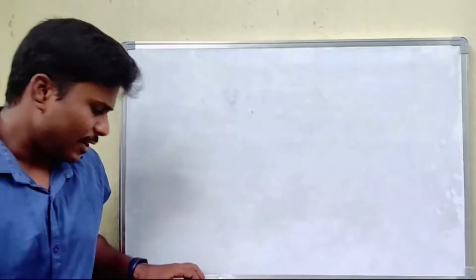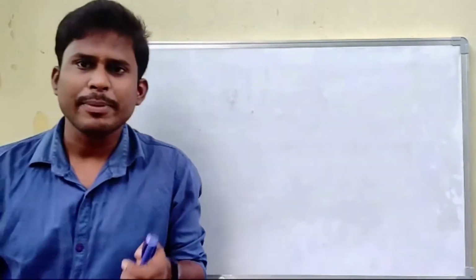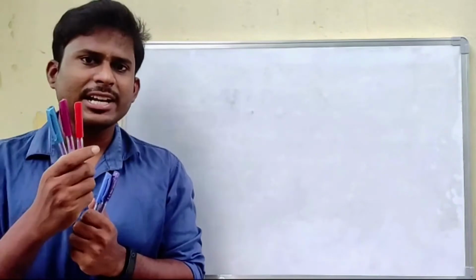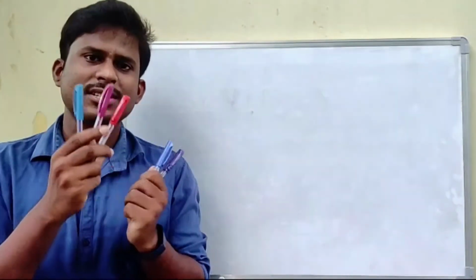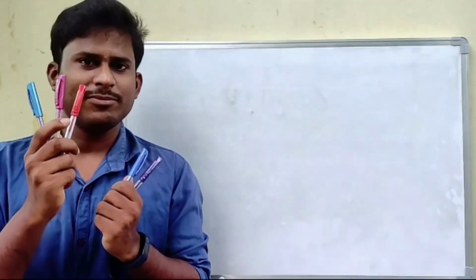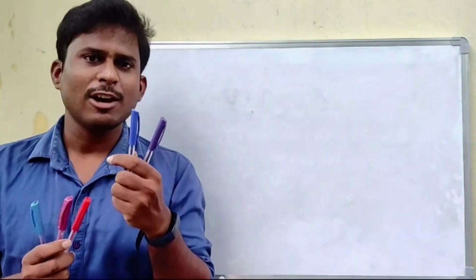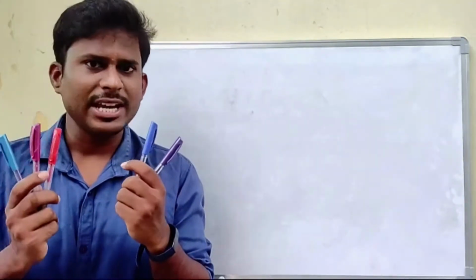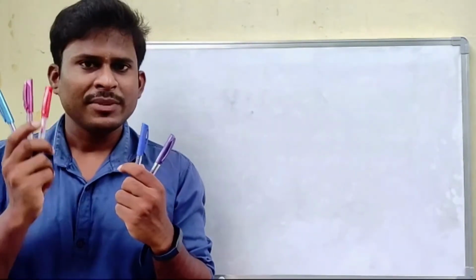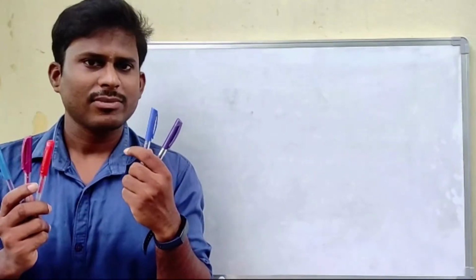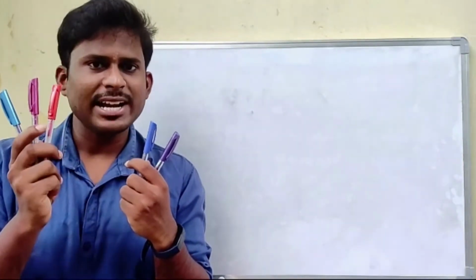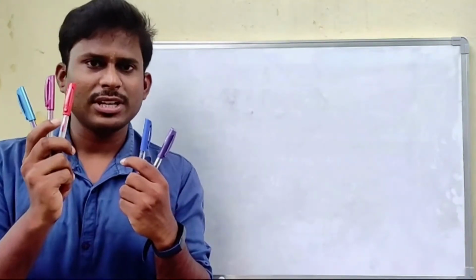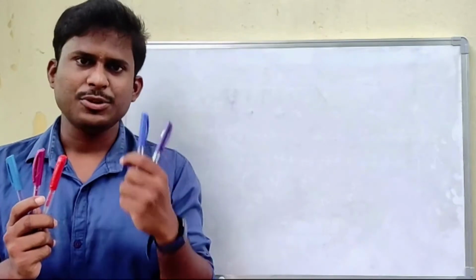Okay, now see, there are some pens in both my hands, right hand and left hand. In the right hand, how many pens are there? Count once. 1, 2, 3. In the left hand, how many pens are there? 2 pens are there. Now can you say in which hand I have more pens? Right hand or left hand? Yes. In my right hand I have more pens than the left hand. In the right hand we have 3, and in the left hand I have only 2 pens.